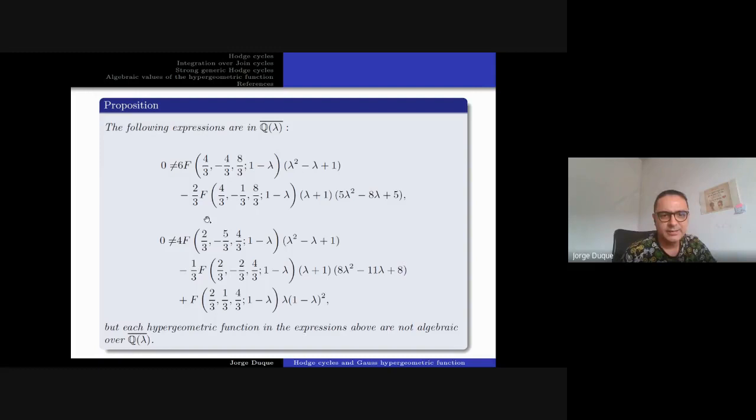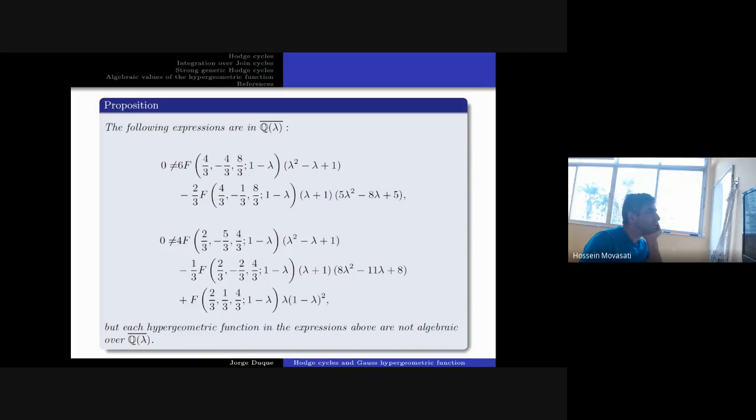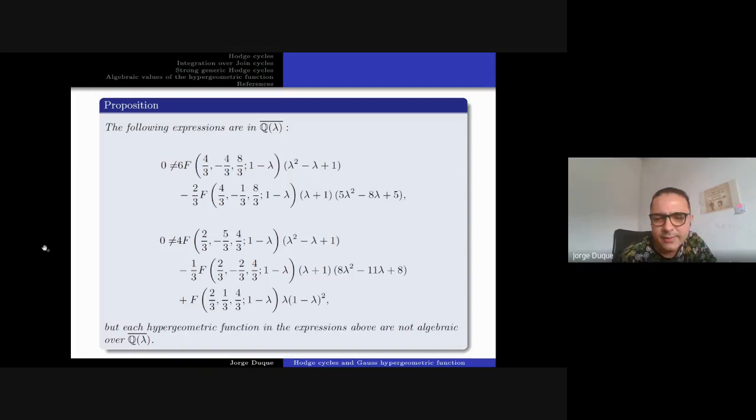Any question, or can I continue? Can you hear me? Jorge, maybe on each slide you could leave a little more time so that people can read. Sorry. Leave a little more time for people to read the slides. Okay.